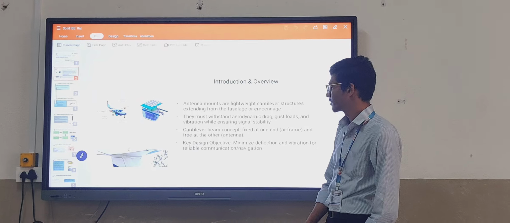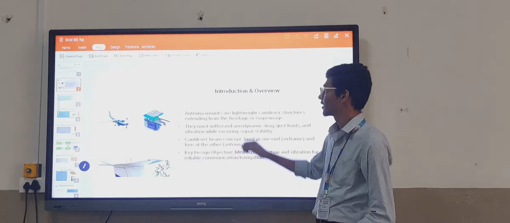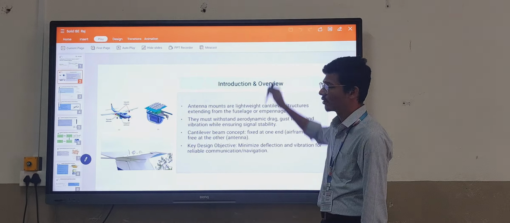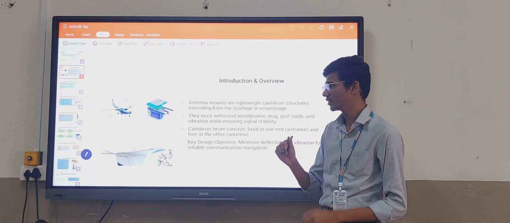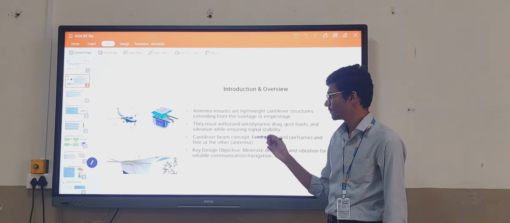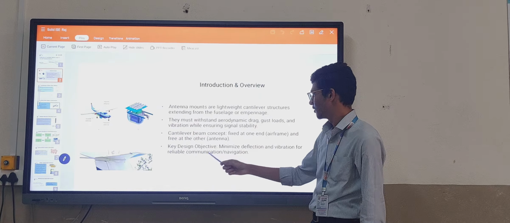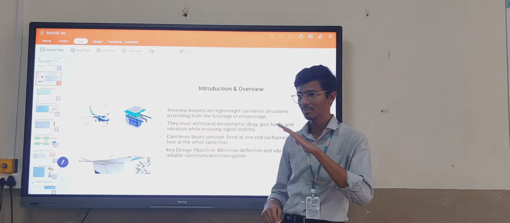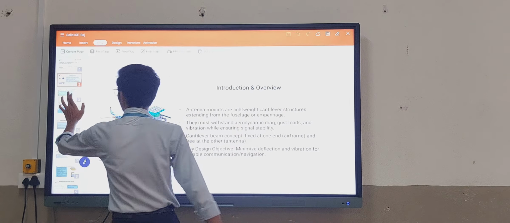A cantilever beam is a structure fixed on one side, with a load applied on the other. Hence the antenna must be sustainable. So this is our introduction to this topic, and the key design goal is minimum deflection and vibration of the antenna. So, next slide.